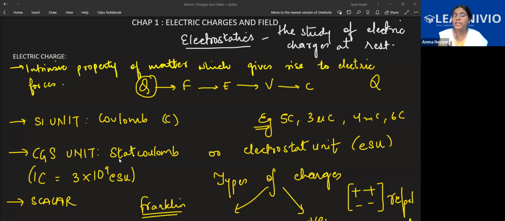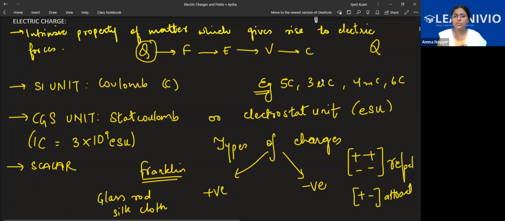And I also told you on that day that if you see a unit which is electrostatic unit, this might come. When you have to convert coulomb and ESU, you can write 1 coulomb is 3 into 10 to the power 9 ESU. This is the conversion that you can make. And this is a scalar quantity. So we can simply add the charges. We need not use the vector laws and everything that we have studied. And I also told you that the types of charges were given by Franklin, where these were randomly just named. One group was positive, other group was negative. So till here we have completed. Revised?